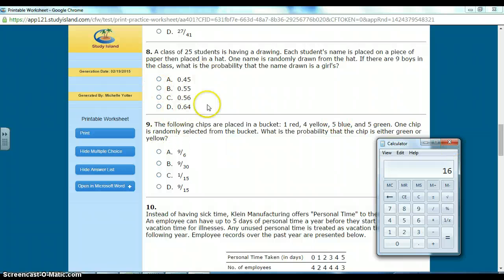Now these numbers here is just doing 16 divided by 25. Okay, 0.64. There's also a 64% chance that it will be a girl's name that is drawn from the hat. That's what all these mean. They're just these fractions as decimals, so don't let them confuse you.